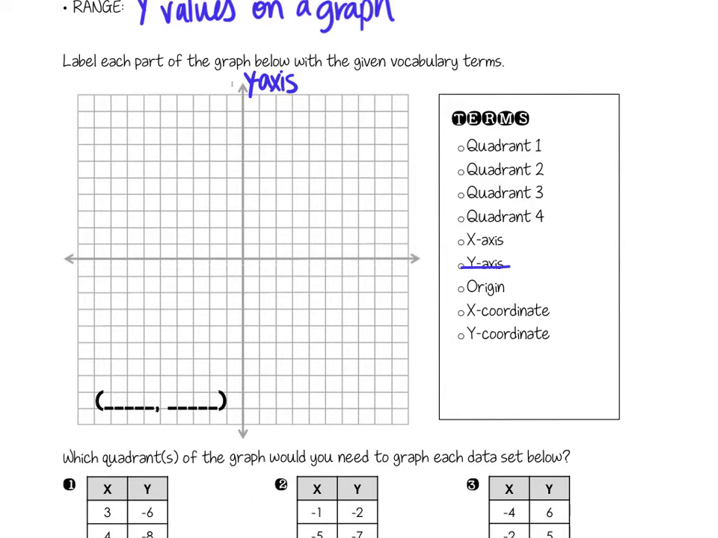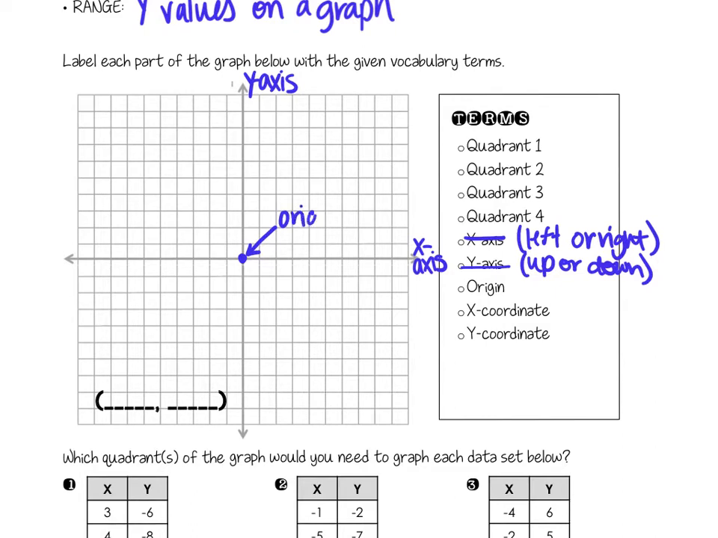Okay, the x-axis then is going to be going the other way. If you remember, x-axis tells you left or right. You don't have to write this. It tells you how to move left or right from the origin, and the y tells you up or down. Where is the origin, since I just mentioned that? The center here. So I'm going to draw a little arrow there. Origin.